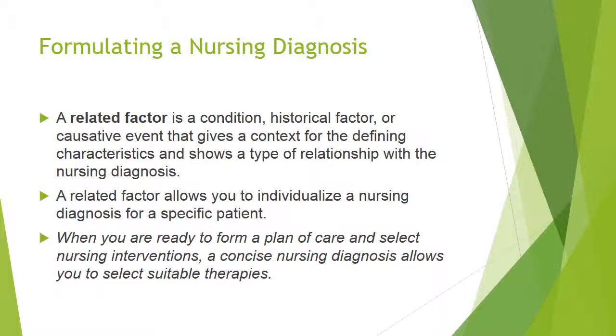When you formulate a nursing diagnosis, you're going to look at a related-to factor, which is a condition, historical factor, or causative event that gives context for the defining characteristics and shows a type of relationship with the nursing diagnosis. So you want to individualize the nursing diagnosis further. You want to identify the associated factor. You're going to place a diagnosis into the context of the patient's situation. You're going to clarify the nature of the patient's healthcare problems.